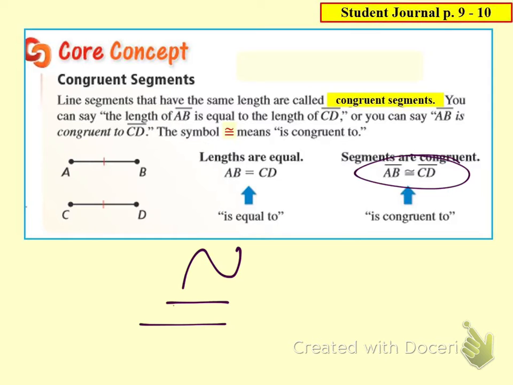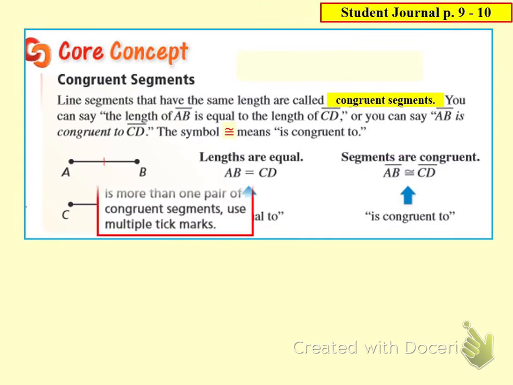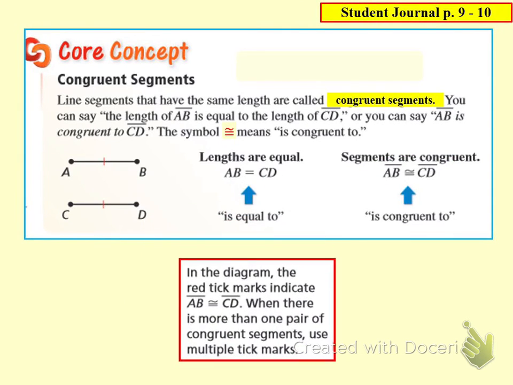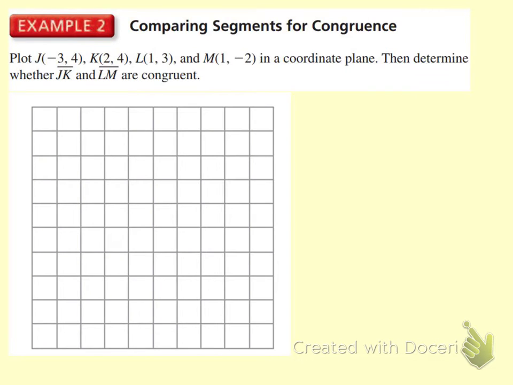What do you think shows that these 2 segments are congruent to each other? Just take a guess. The little dash. This dash means that they're the same length. So that's how it's shown in geometry. We'll talk more about it tomorrow when we talk about midpoints. But first, we're going to compare segments to see if they're congruent. We're going to plot some points and then see if 2 segments are the same length.